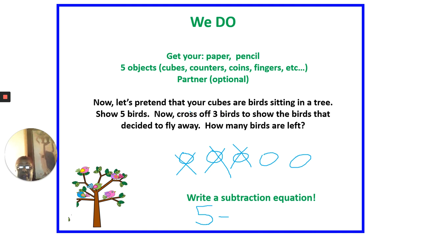Our takeaway number is, you got it, 3. So I'm going to write my takeaway number 3. What do I write next? 5 minus 3 equals, yes, yes. What is 5 minus 3 equal? Great answer. 1, 2. So I'm going to write that number 2. 5 minus 3 equals 2.